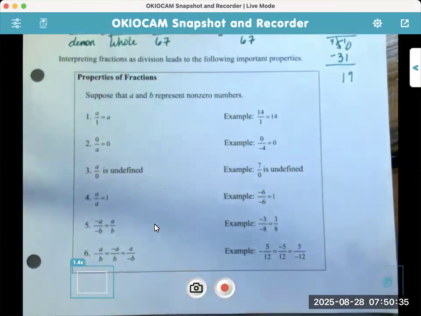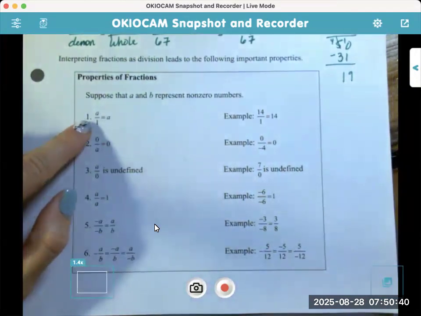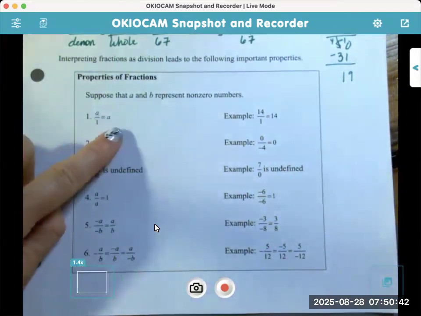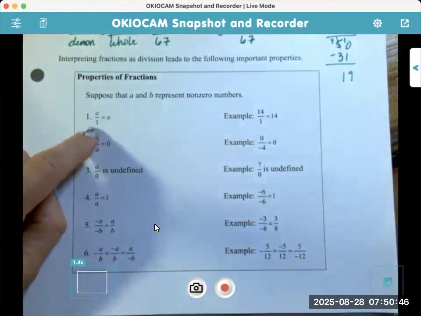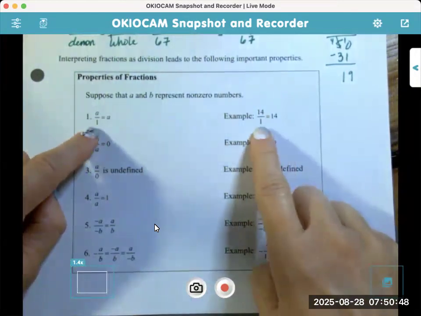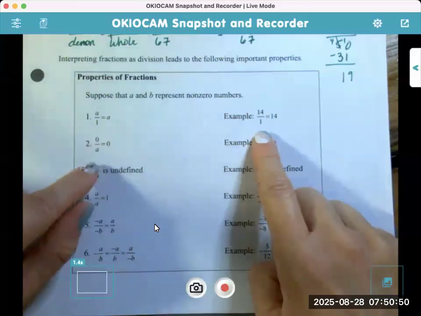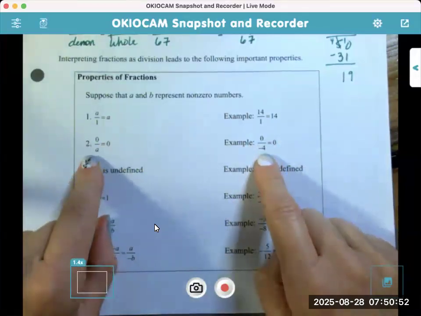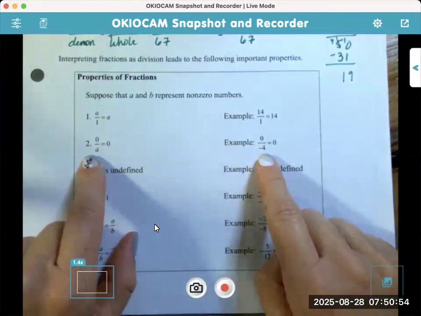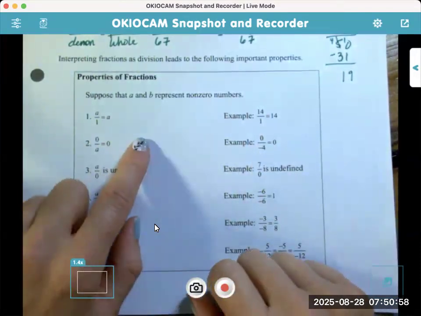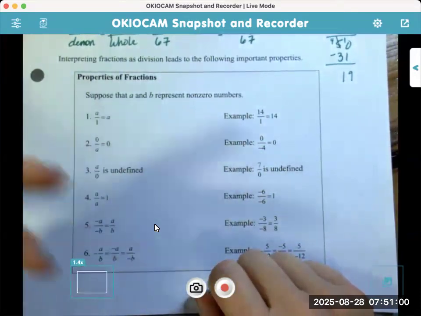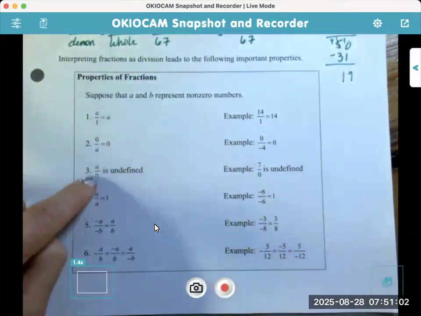But anyways, here are some properties. I mentioned this a little bit last time in class, but any integer, any whole number, can technically be written over 1. Like 14 is also 14 over 1. Anything that has 0 in the numerator and is divided by anything is 0, right? Because if I have $0 and I share them with you, then we all still get $0.